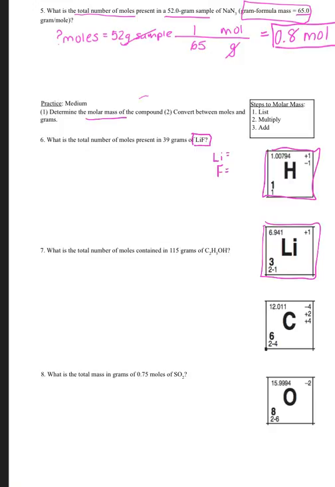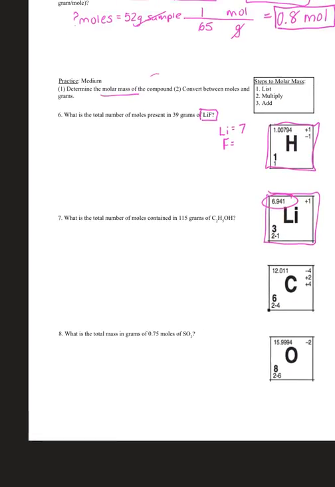In order to do that, I'm going to use the atomic masses. Okay, so lithium has an atomic mass of 6.941. I'm just going to round that to 7. And I have fluorine. It's not showing up on this page, but I have the periodic table in front of me. It has an atomic mass of approximately 19. So the molar mass is these numbers added together. So 7 plus 19 gives me 26 grams per mole. This is the conversion factor I'm going to use.